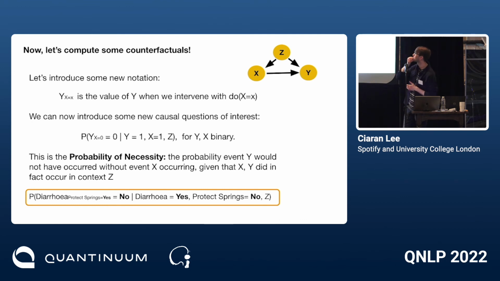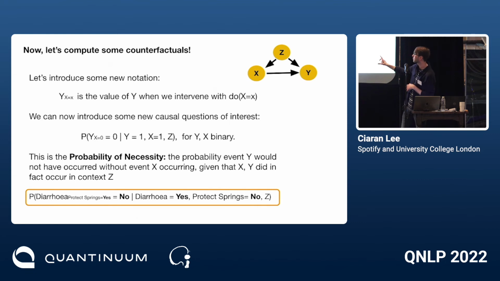And now we can introduce some new causal questions, for instance what's reproduced here, which is the probability of necessity. I'm dealing with binary variables X and Y. So given that I've observed X is 1 and Y is 1, and perhaps there's some observed confounding, some sort of context, so I condition on that as well, I want to ask, in this context, what's the probability that Y would be 0 had I intervened and set X to 0? This is the probability of necessity, and it tells us the probability that event Y would not have occurred without event X occurring, given that X and Y did, in fact, occur.